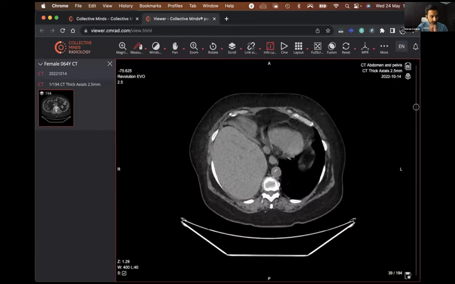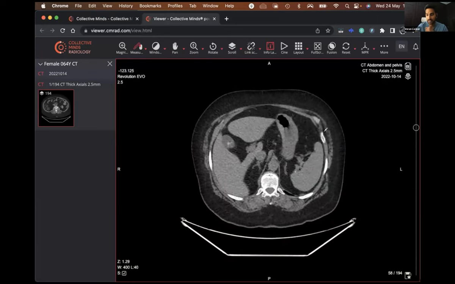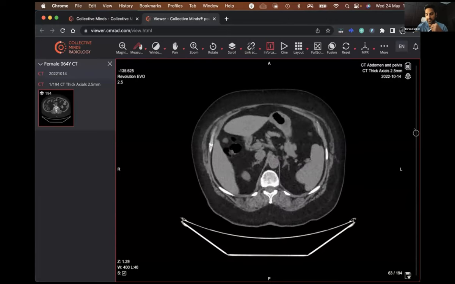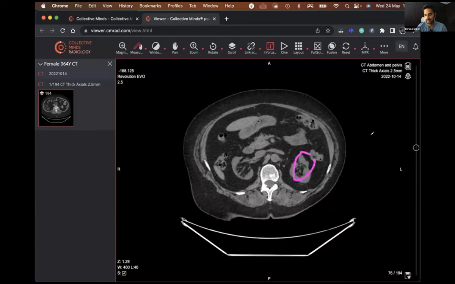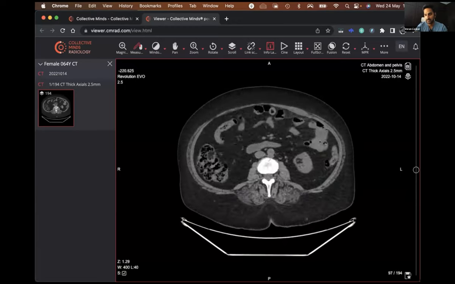Someone has come out with, yeah, you're right, but that's not why the person's come in. So there's abdominal pain, non-contrast study. Someone for some reason has thought that this person has got renal colic. So let's have a look at these kidneys. The kidney is there and there. Let's scroll through.